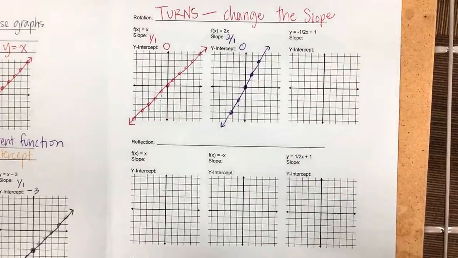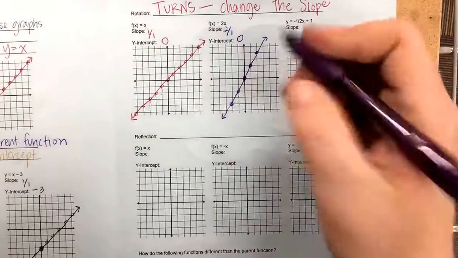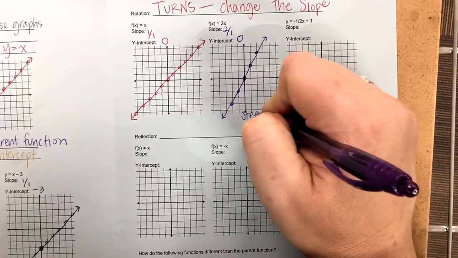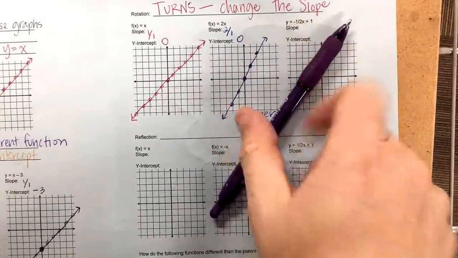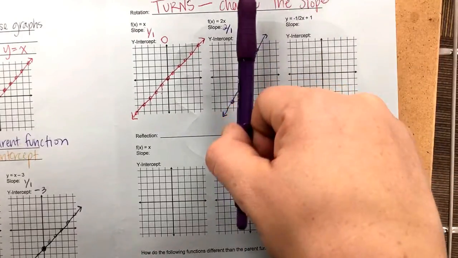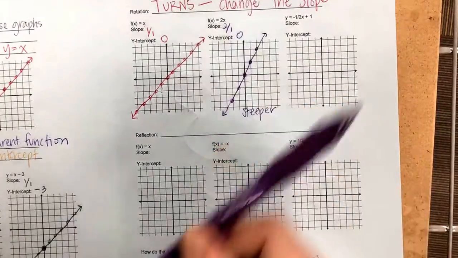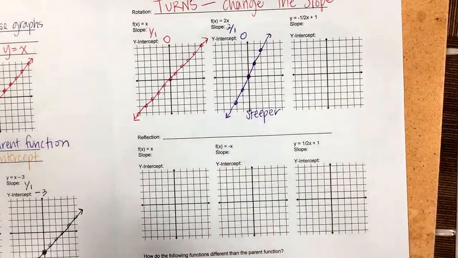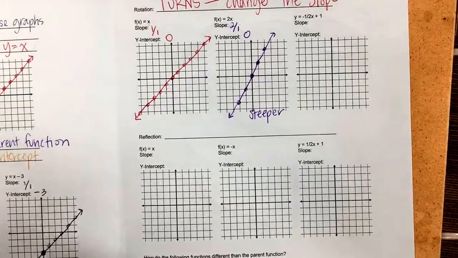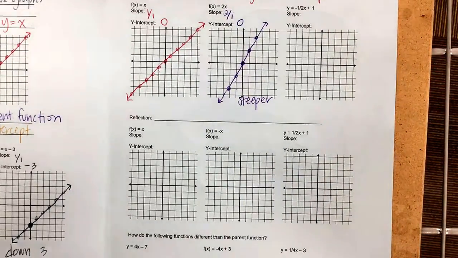So what happened from the parent function to this function? It got steeper. It turned more vertical, right? It turned, it's steeper. All right, let's try the next one.